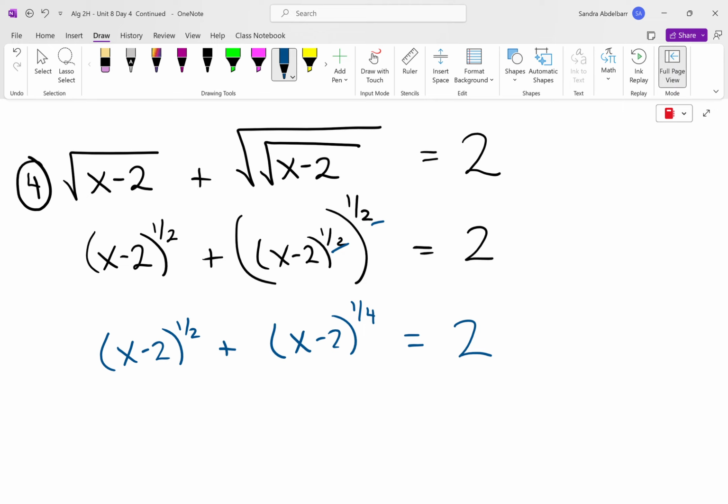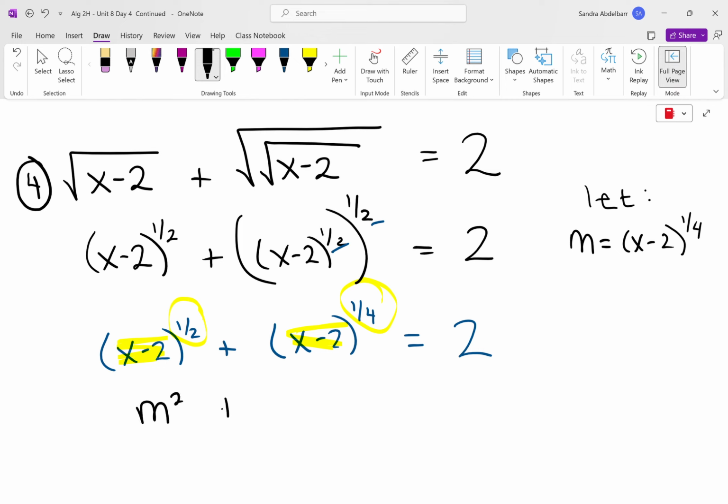What is it that I really hope you recognize here? Good. First thing I hope you recognize is they both have the same base, and that the first exponent is double the second exponent, which means what? We can potentially factor. So I'm going to use substitution. You don't have to if you don't want. I'm going to let m equal the quantity of x minus 2 raised to the 1/4 power. So that leaves me with m squared plus m equals 2.